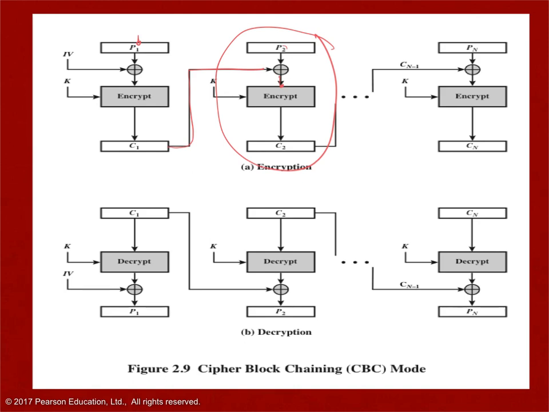In the first block, we use an initial text, because we don't have a previous ciphertext. Okay? So we use what we call an initial text. Arbitrary, some text arbitrary. So ciphertext 0 is initialized to the initial text. Very simple.